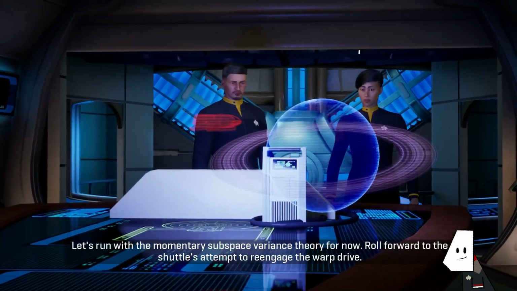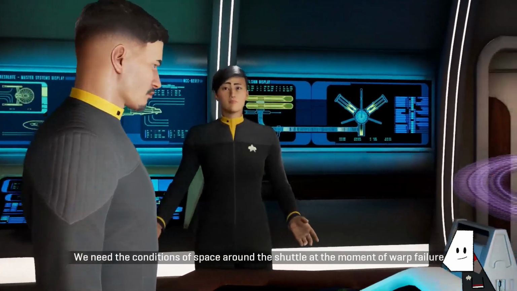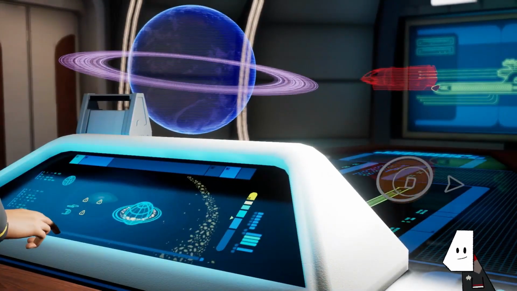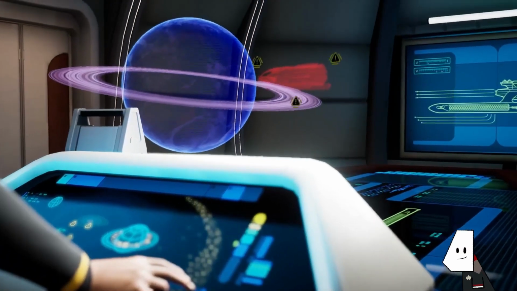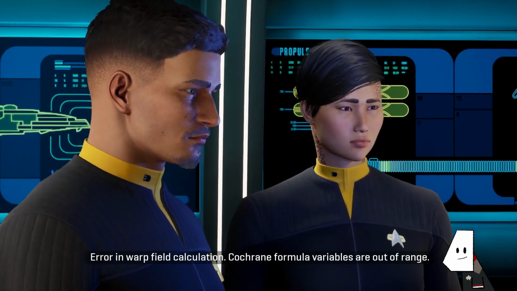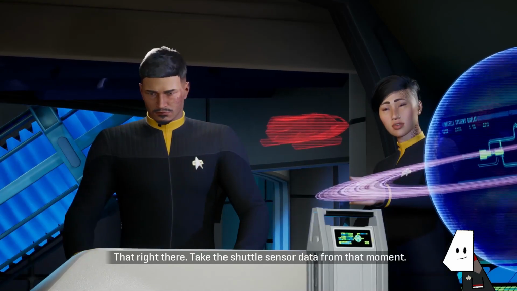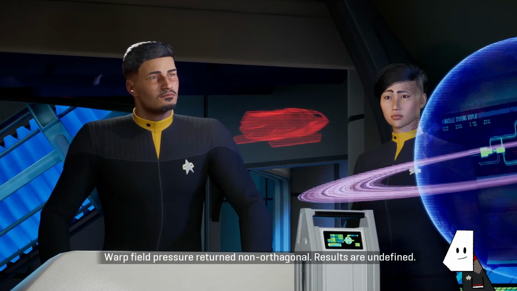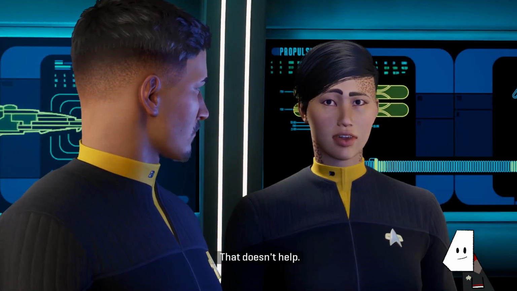Roll forward to the shuttle's attempt to re-engage the warp drive. We need the conditions of space around the shuttle at the moment of warp failure. Resuming simulation. So you think it's a problem not with the ship, but with space? That seems logical. Error in warp field calculation. Cochrane formula variables are out of range. That right there. Take the shuttle sensor data from that moment. Computer, why did the warp field calculation fail? Warp field pressure returned non-orthogonal. Results are undefined. That doesn't help.